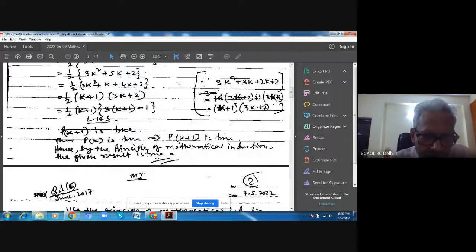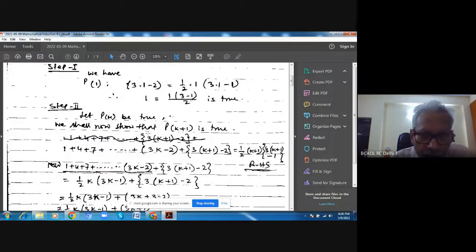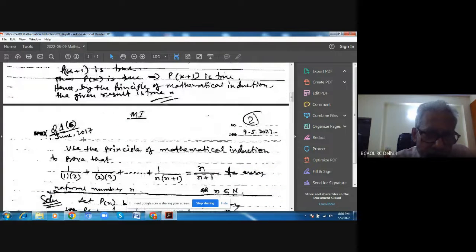Let's see another example. It was the first example last time that has come, that's why I am just explaining. Now, see another one. That is the June 2017 question. If you go through the question paper, then you can see it.